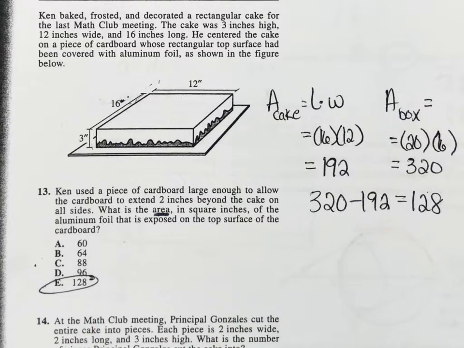And why would they put the 3 there? To show you how tall it was. That's part of the ACT, because you've got to realize that it's not wanting you to find volume, it's wanting you to find area. That's just part of the ACT part.